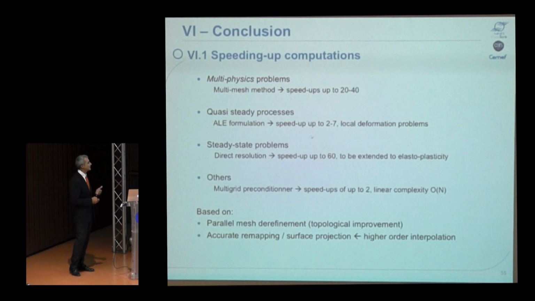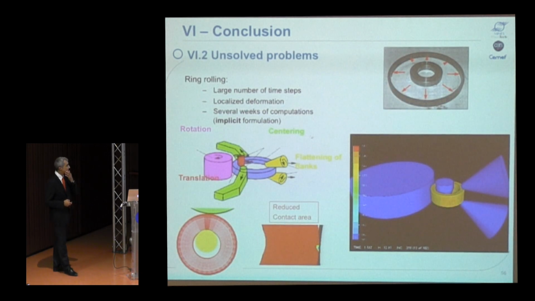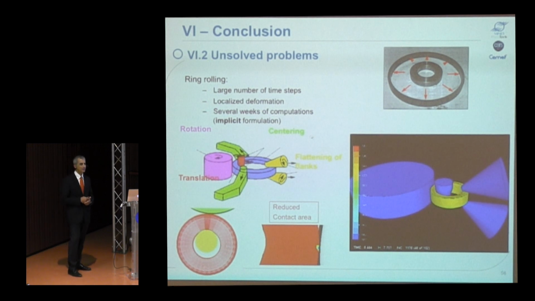And one important result is that the complexity is proportional to n, which means that we can move toward problems of higher dimensions. All this work is based on parallel meshing techniques and accurate remapping. We just end this presentation by saying that we have not solved all the problems. There are still some problems that resist the analysis. So this is a simple problem.